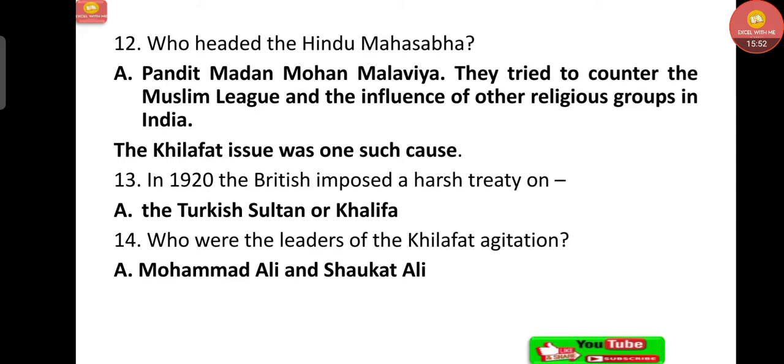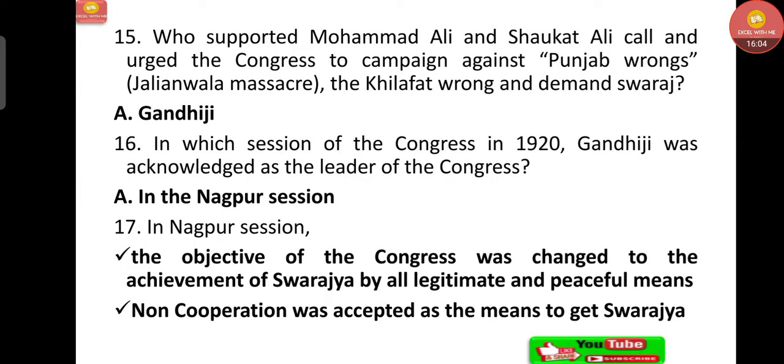In 1920, the British imposed a harsh treaty on the Turkish Sultan or Khalifa. Now, who were the leaders of the Khilafat agitation? They were Muhammad Ali and Shaukat Ali. Now, who supported the call of Muhammad Ali and Shaukat Ali and urged the Congress to campaign against the Punjab wrongs, that is the Jallianwala Bagh massacre, the Khilafat wrong, and demanded Swaraj? That was Gandhiji.